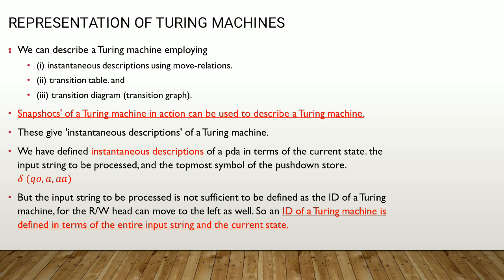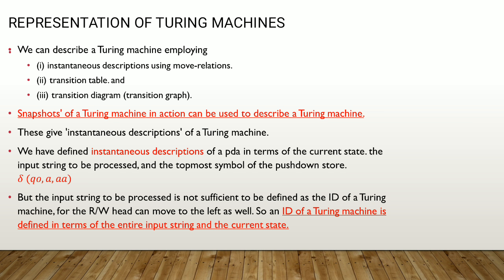We can define the instantaneous description of PDA, that is push down automata, in terms of current state, the input string to be processed, and topmost symbol of push down store, delta Q0 A A, that we have already defined in the video of push down automata. But the input string to be processed is not sufficient to define the ID of Turing machine, for read-write head can move to left as well.